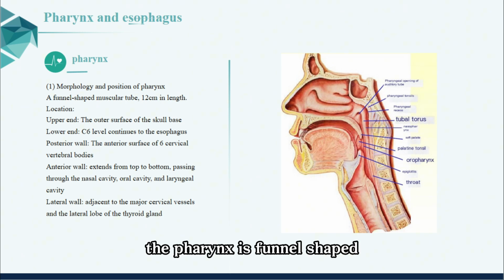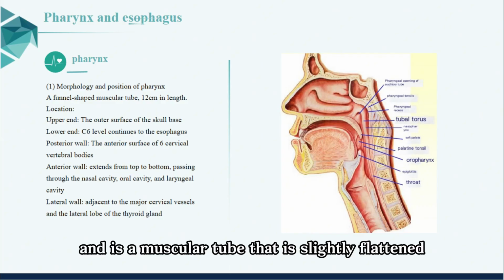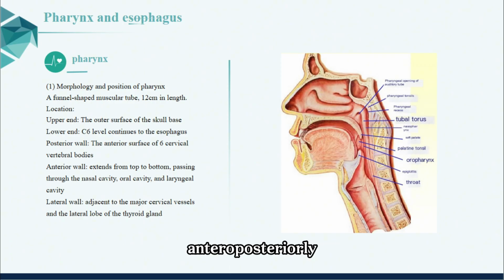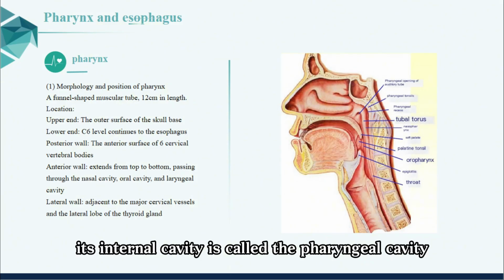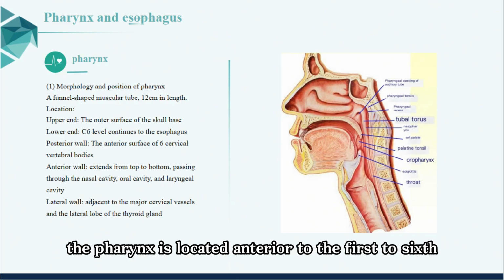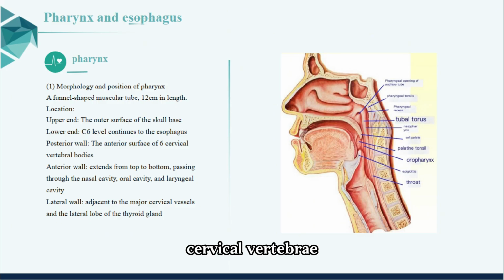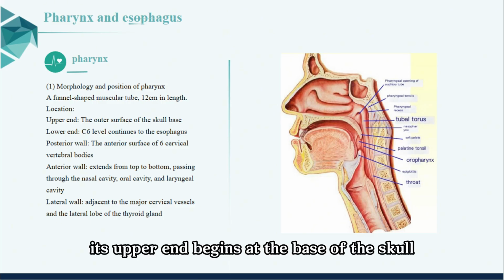The pharynx is funnel-shaped, wider above and narrower below, and is a muscular tube that is slightly flattened anteroposteriorly. It is about 12 centimeters in length. Its internal cavity is called the pharyngeal cavity. The pharynx is located anterior to the first to sixth cervical vertebrae. Its upper end begins at the base of the skull.